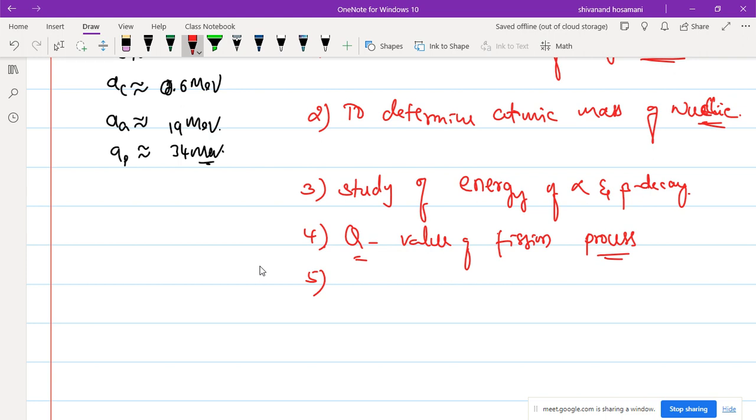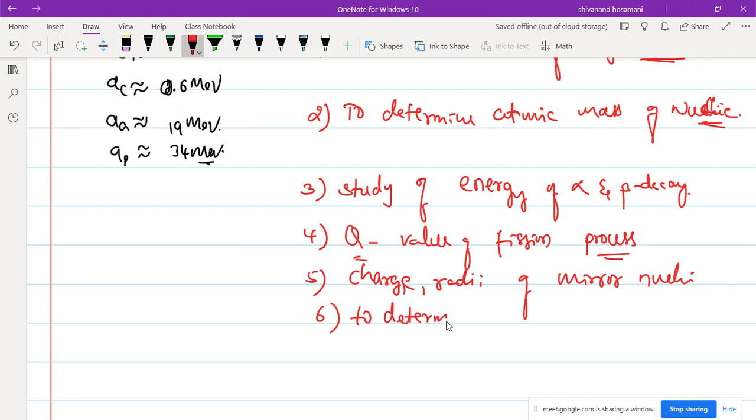Charge, then radii of mirror nucleus. Mirror nuclei. The sixth application is to determine the stable isobars. To determine the stable isobars.